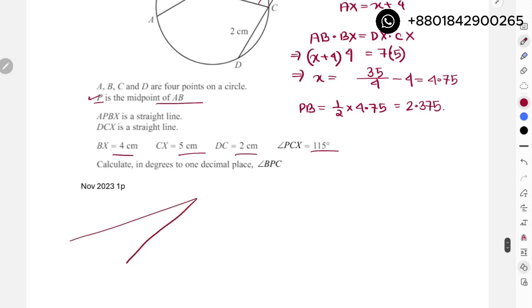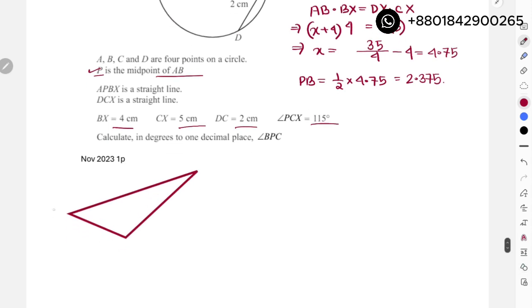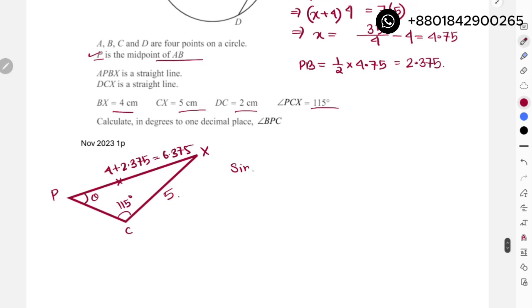Okay, so over here in PBC, this is how the triangle looks. PXC, this one was 115 degrees. This is the theta you want to find out. Doesn't matter if I want to find out PBC or XBC, the length is going to be similar, to be honest. So in that case, the opposite of this 115 is now 4 plus 2.375. This is just 6.375. And opposite of this theta was CX, which was 5. So I can easily calculate the value for my theta using the sine rule.